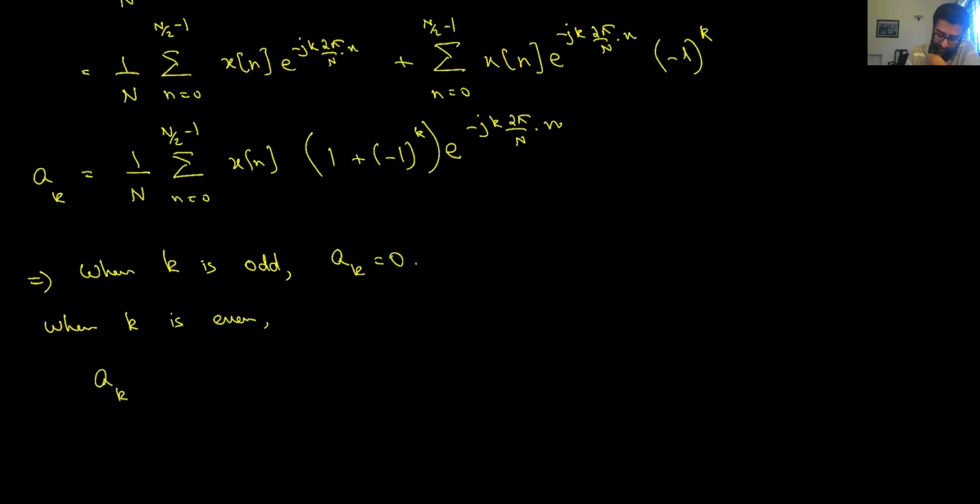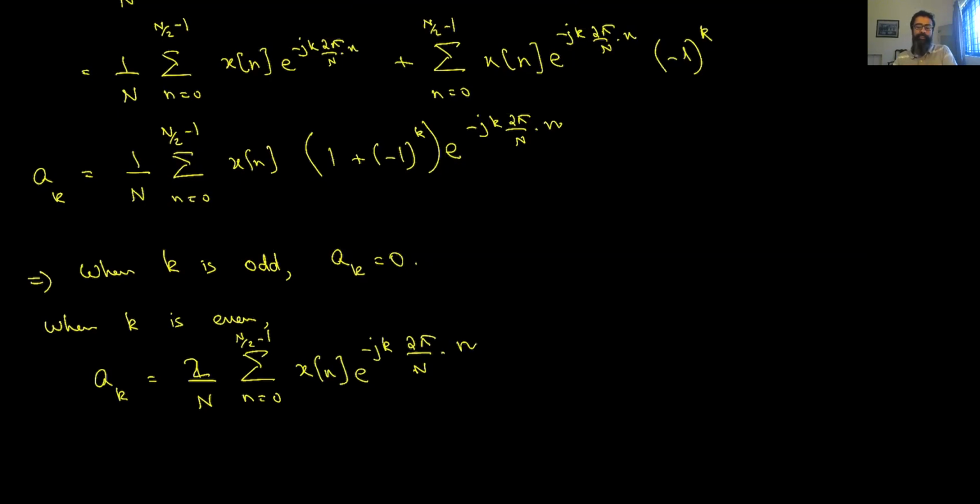Then a k equals 1 upon N. Actually, this is 2 upon N, summation n equals 0 to N by 2 minus 1, x of n e raised to power minus j k 2 pi divided by N times n. Right? So when k is even, the Fourier series coefficient that you actually compute does not need all of the signal over the entire period, but rather only over the half of the period. That's enough for you to determine the Fourier series coefficients. Okay? Why do you think that is true?